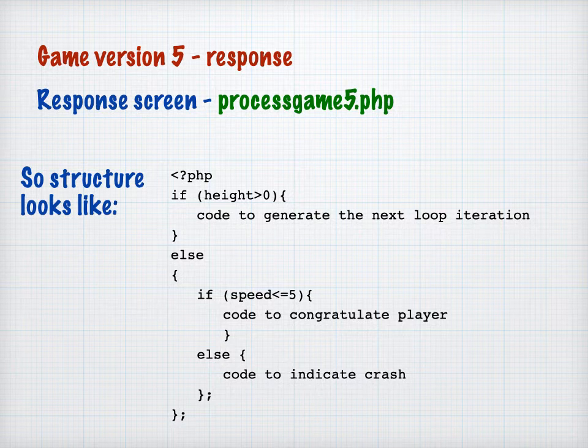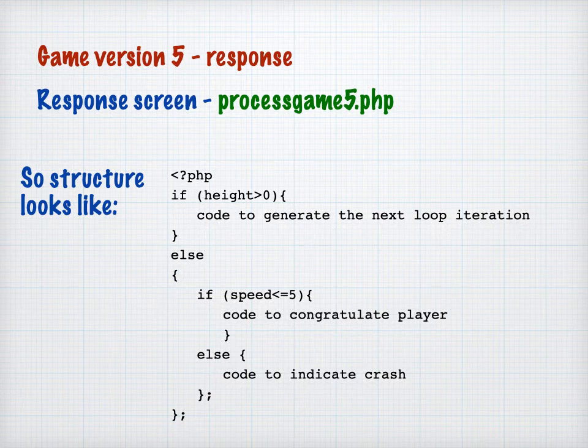We've got an if statement with another embedded if statement inside it. If the height is greater than 0, we keep on printing the form out and playing the game. The moment the height becomes 0 or less, we jump into the next bit of code, and there are two possible outcomes. Either the speed is 5 or less, or it's not. You congratulate the player, or you say you've crashed.